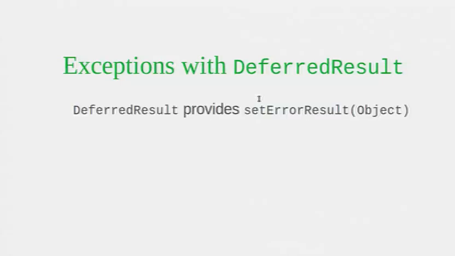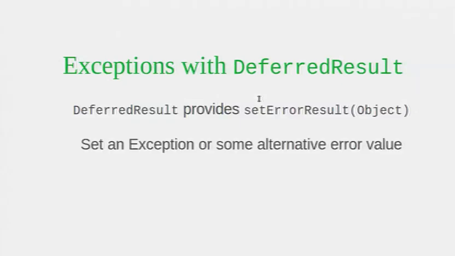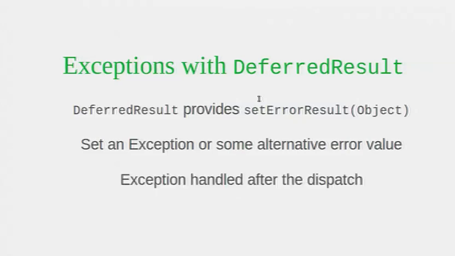So how do we actually produce an exception with deferred result? Well, we have a method to set the result, and we have a method to set an error result. So if you don't want to complete with a regular outcome, you can actually produce an object which can be an exception, in which case it will get processed like an exception was raised after the dispatch.